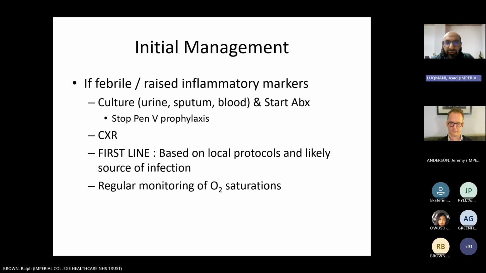If there are any signs or suggestions of sepsis, such as pyrexia or raised inflammatory markers on the blood tests, then a full septic screen should be undertaken, and the patient should be started on broad spectrum antibiotics to cover community acquired infections. In our trust, the first line recommendations would be ceftriaxone and clarithromycin, but obviously there would be some variation between different centres. Part of the septic screen would include blood cultures, urine, sputum samples, and chest X-ray. Next slide, please.